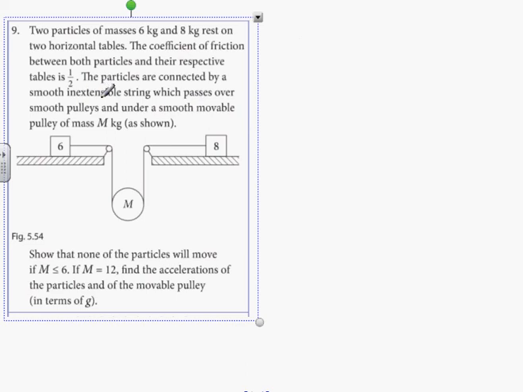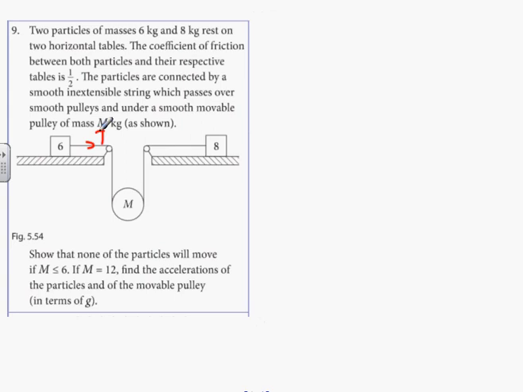They're connected by a smooth, inextensible string. What does that mean if you're connected by the one string? Tension's the same. Okay, we're going to assume, like last time, that both particles have individual accelerations, which they have to have, because if you made one of them really heavy, that wouldn't move, but yet the other one would probably fall.